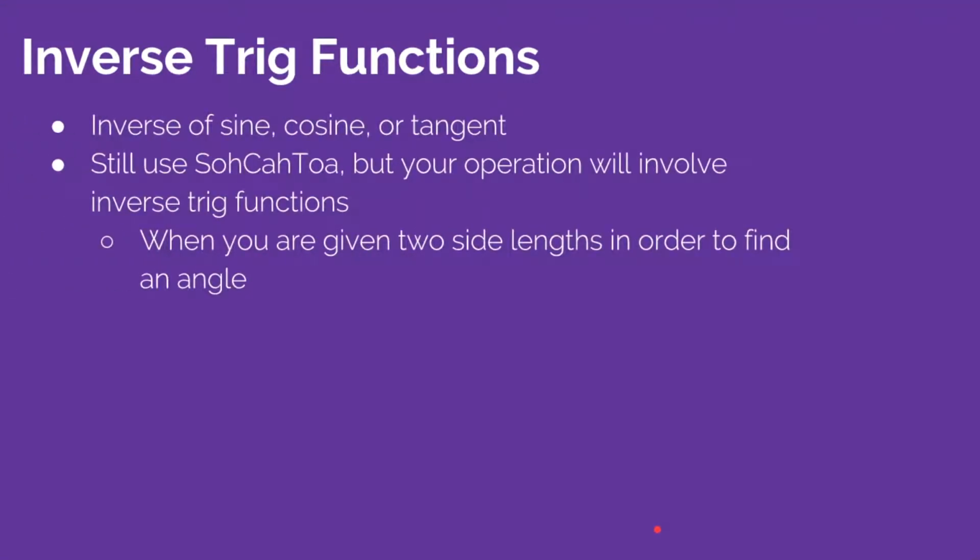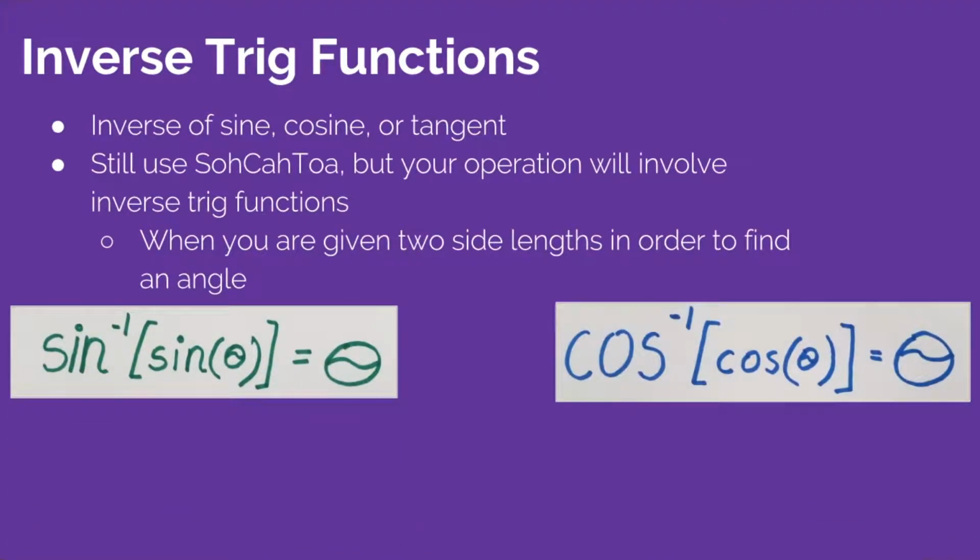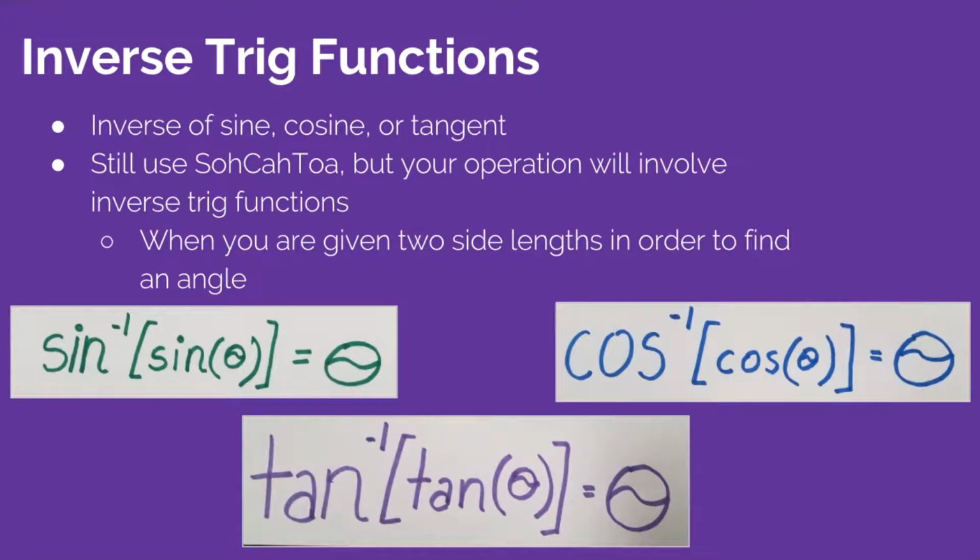Next we will learn about inverse trig functions. This is when you take the inverse, or opposite, of the functions sine, cosine, and/or tangent. You are simply undoing these functions. Arcsine undoes sine. Arccosine undoes cosine. Arctangent undoes tangent, and so on. You still use SOHCAHTOA, but your operation will involve an inverse trig function.